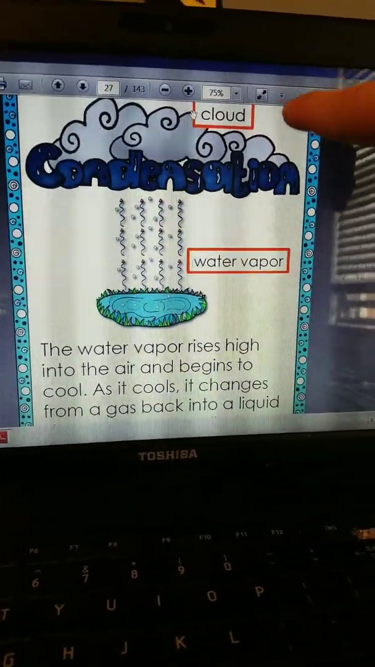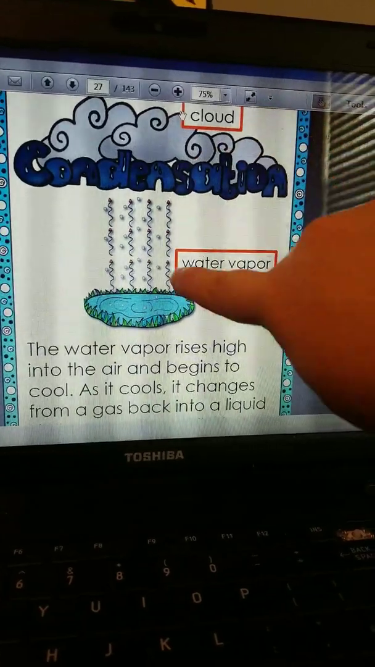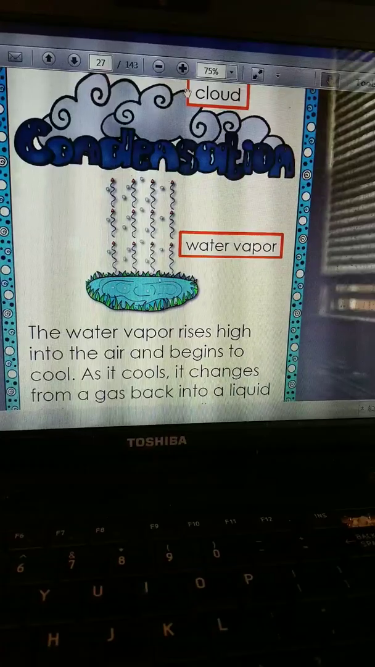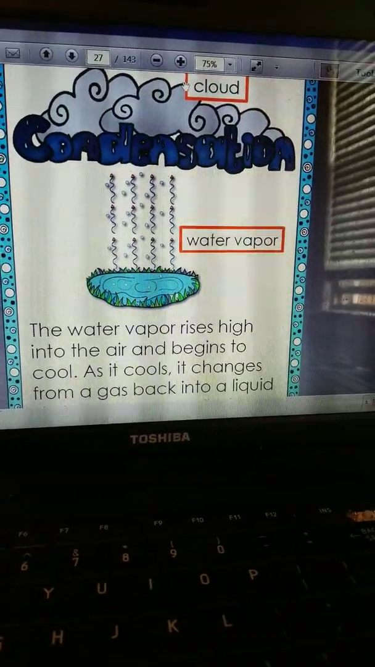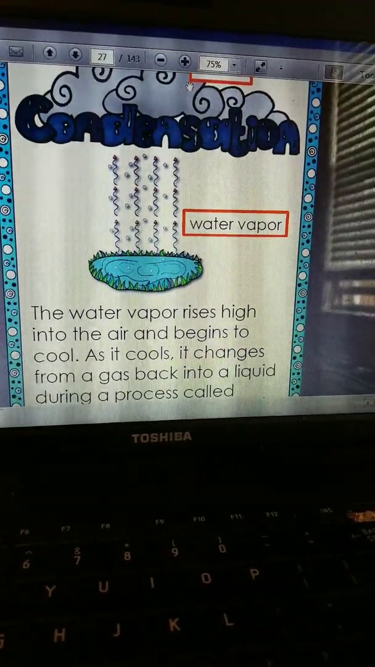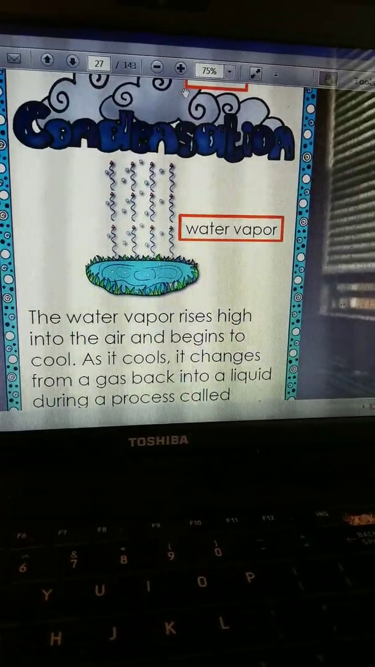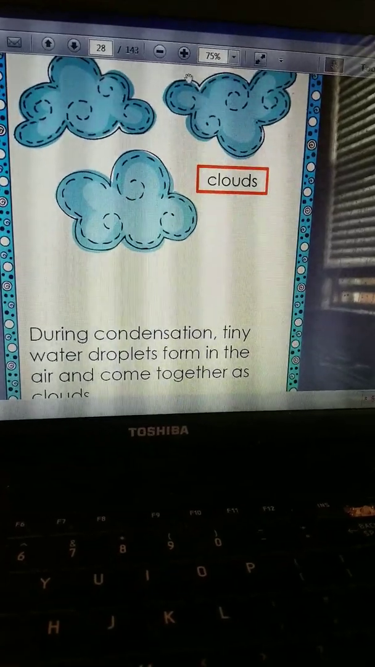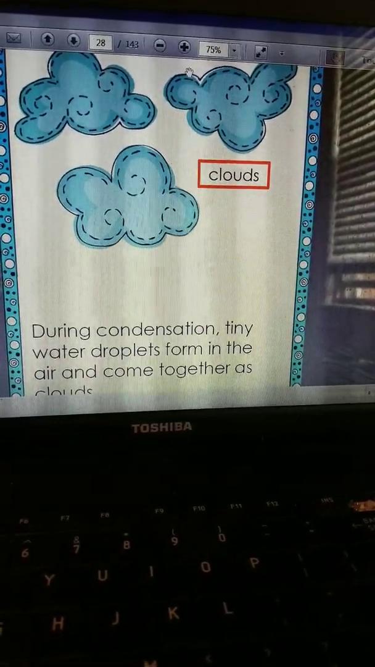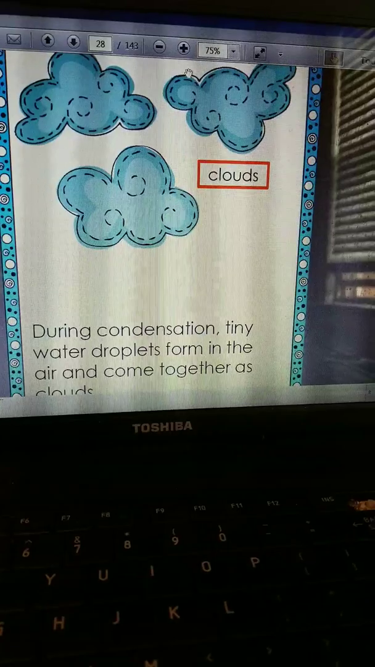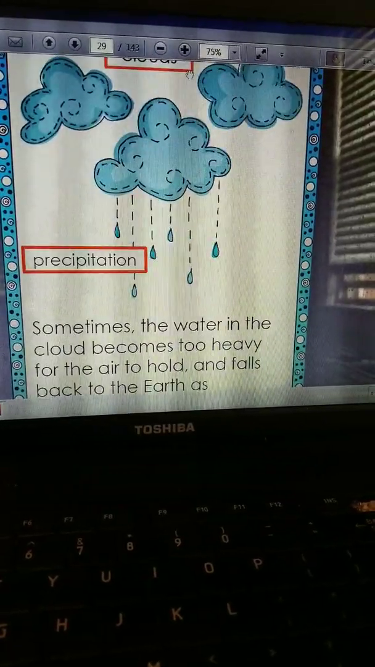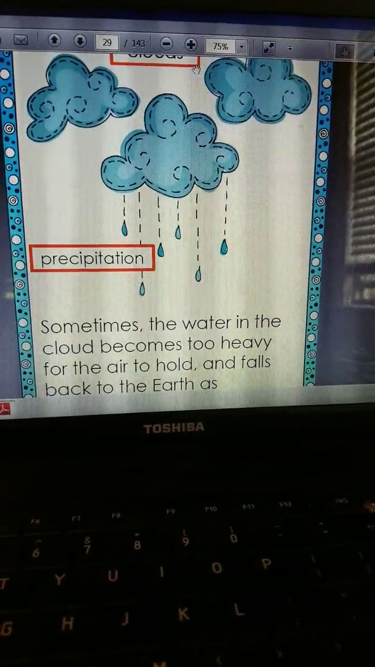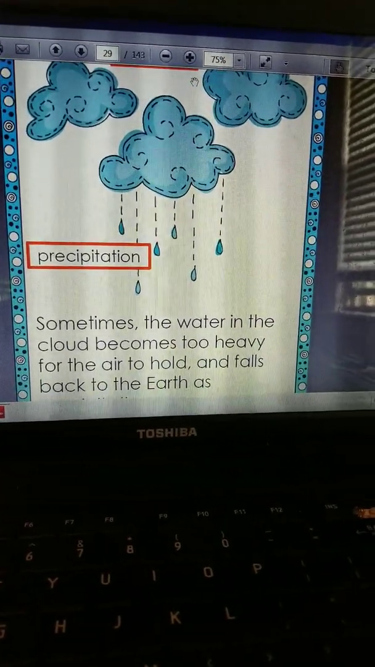Condensation. So up here we have a big cloud, and we have the water vapor rising. The water vapor rises high into the air and begins to cool. As it cools, it changes from a gas back into a liquid during a process called condensation. During condensation, tiny water droplets form in the air and come together as clouds. Sometimes the water in the cloud becomes too heavy for the air to hold and falls back to the earth as precipitation.